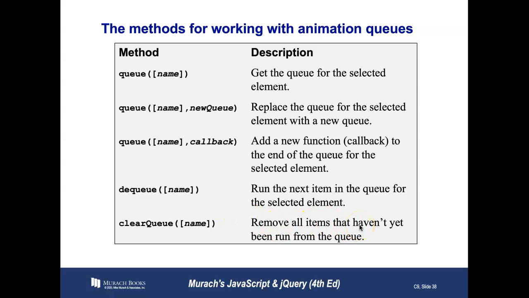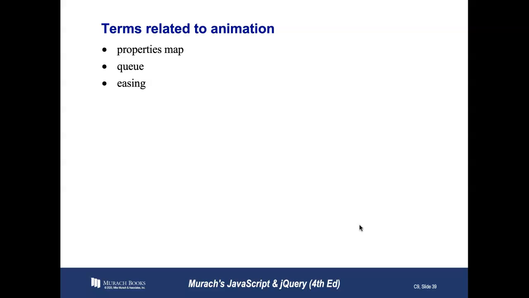Again, these lists give you an overview. Don't sweat it. Don't stress over it. Wait for the code. Wait for the examples and take a good look at them. So we'll be getting into properties maps in a second. The map is basically what properties we use. A queue is the order in which things happen. Easing describes the type of movement that's happening.